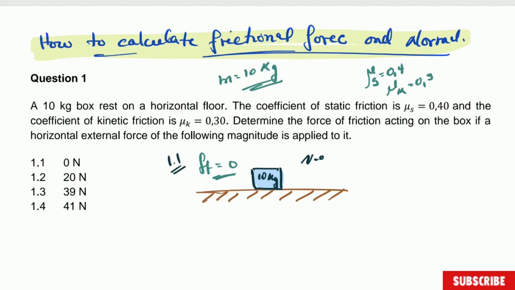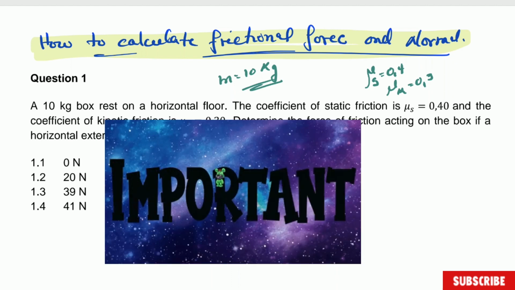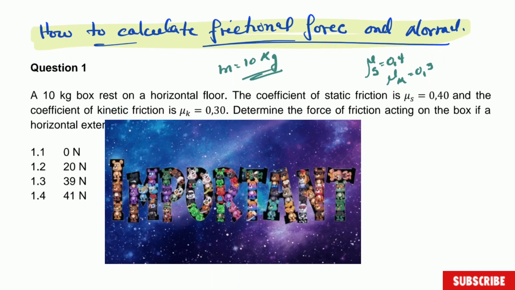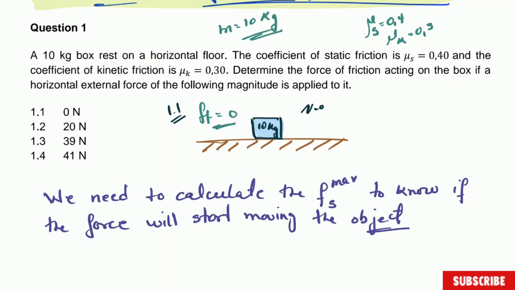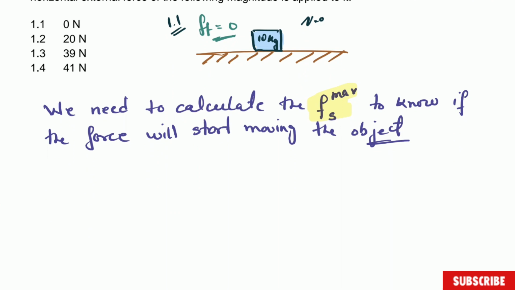Now 1.2, the question says determine the frictional force if the applied force is 20 Newton. Guys, we cannot determine the frictional force yet. We don't know if the object is going to move. Therefore, the first thing we always have to do is calculate the maximum static frictional force, because that one is going to tell us if the block is going to move or not. So we are going to calculate that one.